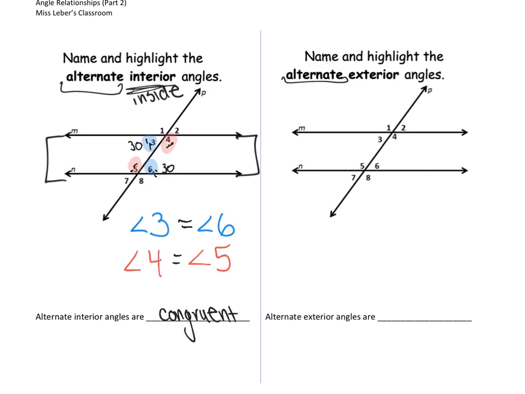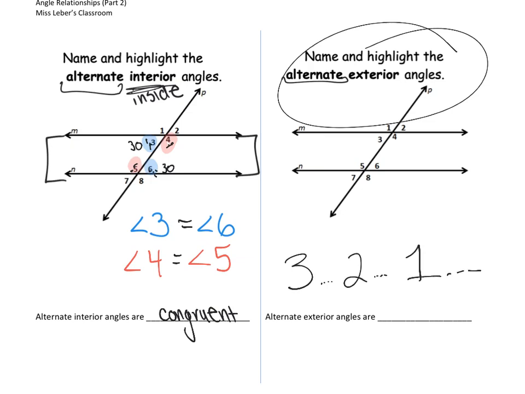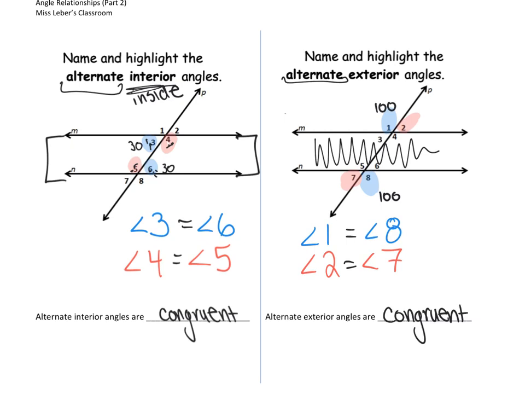Using that knowledge of alternate interior angles, try this one over here. Name and highlight the alternate exterior angles. I'm going to show my answers in 3, 2, 1. Hopefully you were able to see that angle 1 and angle 8 are alternate exterior. They are on opposite sides of the transversal, and exterior means the outside of the parallel lines. As well as angle 2 and angle 7, again opposite sides of the transversal and on the outside of the parallel lines. So again, alternate means opposite, interior meaning inside, exterior meaning outside.